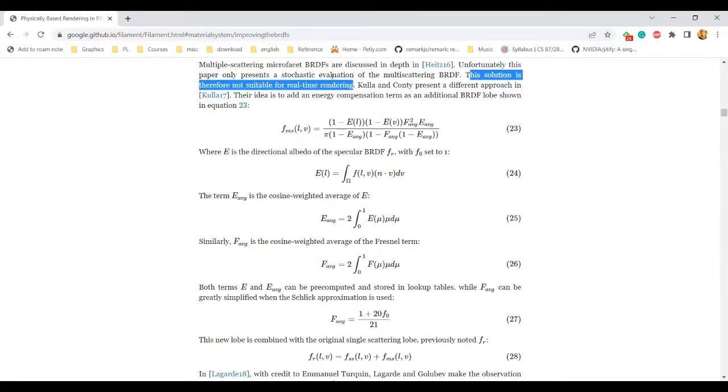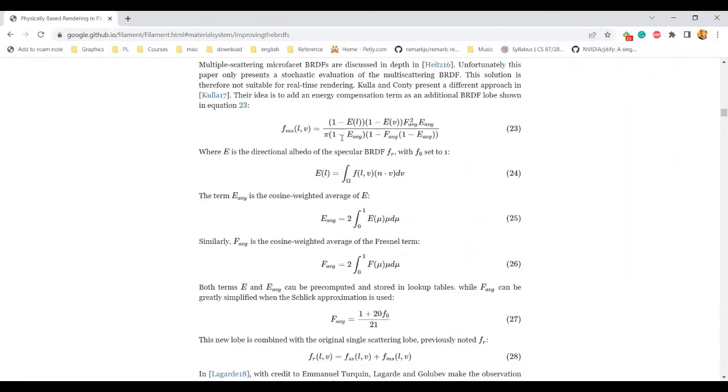Okay. Yes, stochastic evaluation. That's probably not fast enough. Never is, it feels like. The idea is to add an energy compensation term. So basically cheating, but yeah.